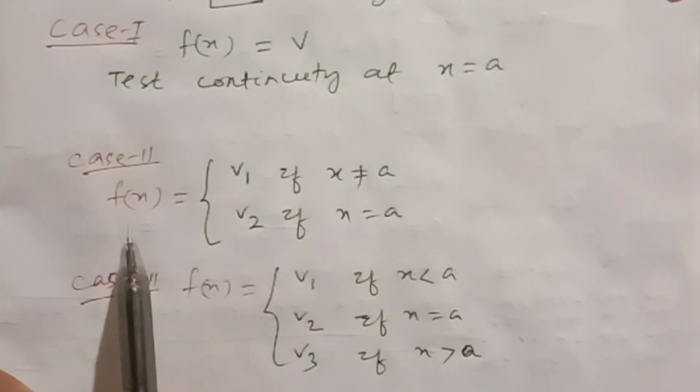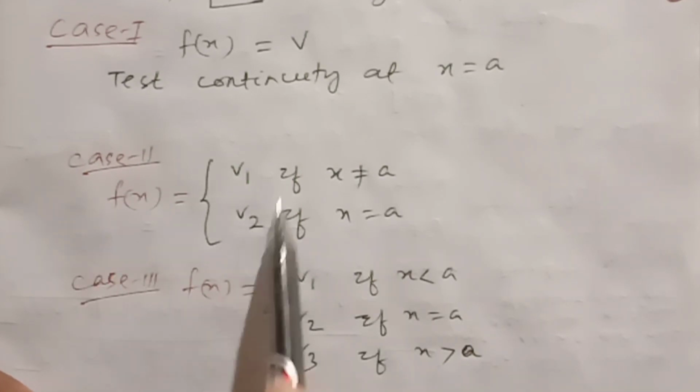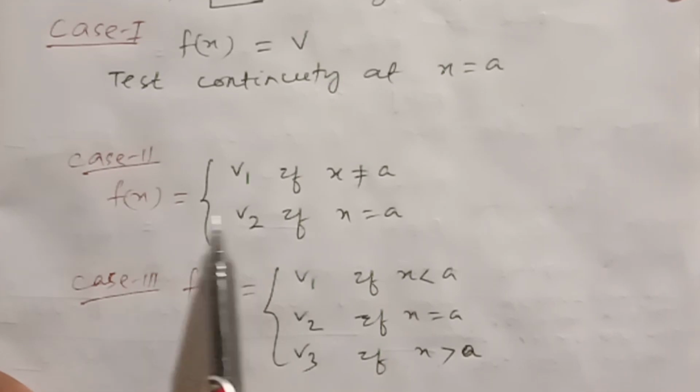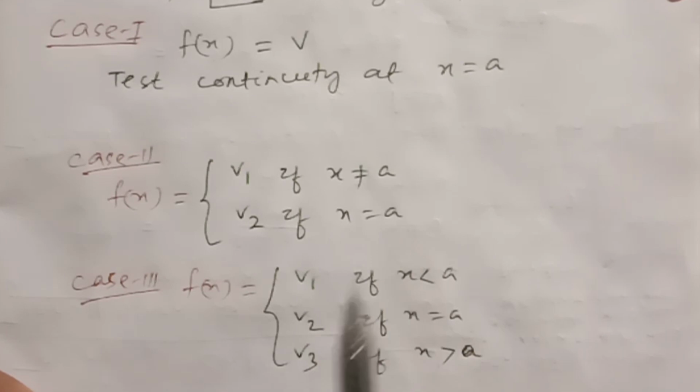Here f of x is equal to v1 for x not equal to a, and v2 for x equal to a. That means you will find 2 values of the function. That means the function is defined in 2 types, one at x not equal to a, another at x equal to a. And case 3 is where you will find 3 values of the function f of x.